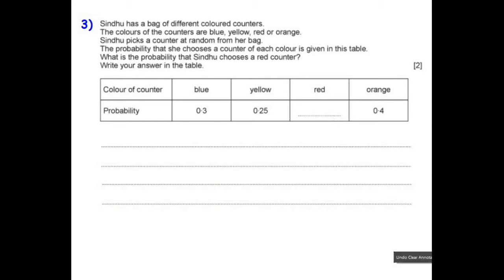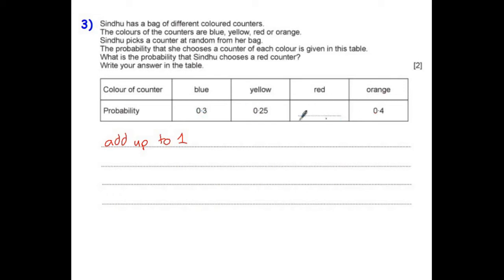Okay. So first of all, what do we know? Well, we know the probability of blue is 0.3. We know the probability of yellow is 0.25. And we also know the probability of orange is 0.4. Now, to work out the probability of red, we need to remember one or two things. The first thing to remember is that the probabilities all add up to 1. So everything here needs to be 1.